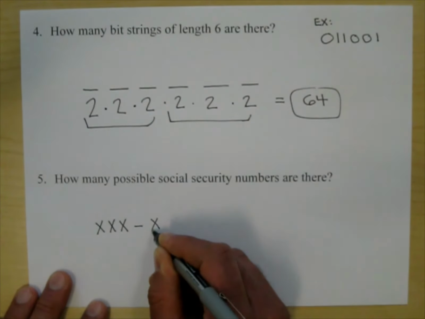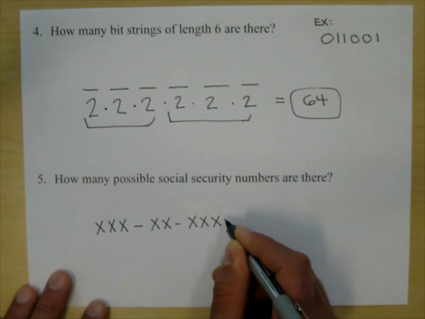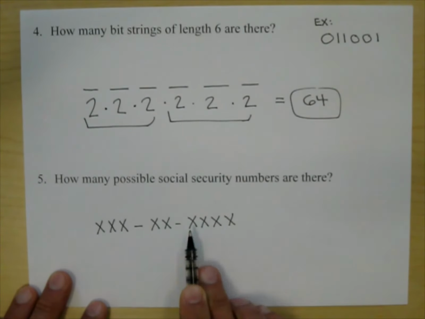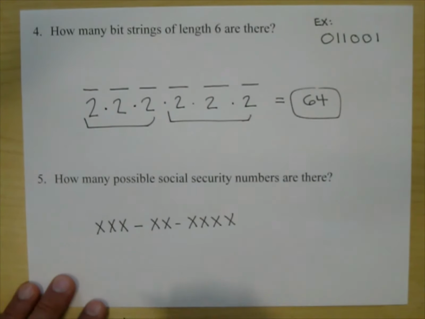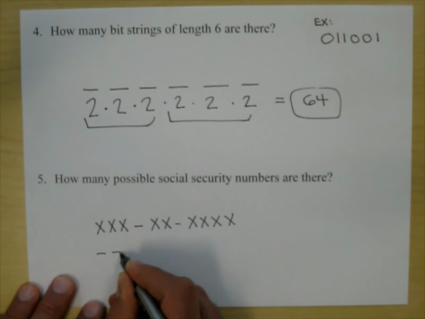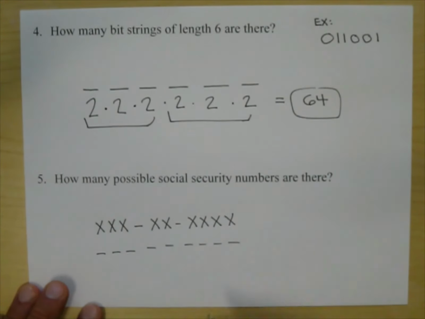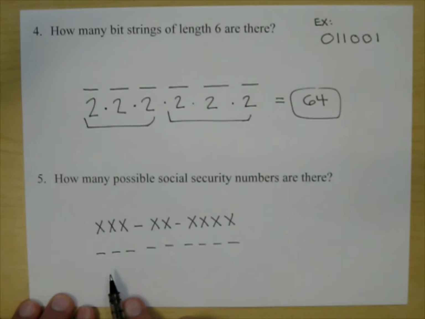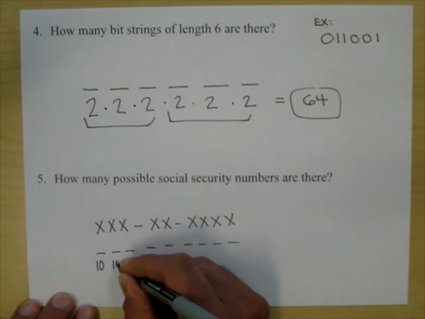And they usually like to put a dash there, and then a dash there, and then have 4 there. So that looks like 1, 2, 3, 4, 5, 6, 7, 8, 9. So there's 9 digits in a Social Security number. So there are going to be 9 slots. Because we're not going to get into the restrictions, you can use any of the 10 digits, 0 through 9, for each of those slots.